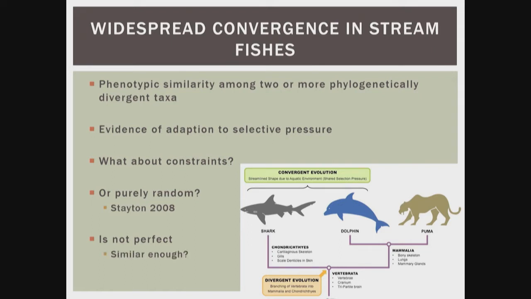And so convergence really lies on a gradient. It's not yes or no. You can be very convergent, you can be slightly convergent. So this is also a difficulty, but luckily there are some methods that can deal with this question of similarity. How similar are you similar enough? And I'll talk about that in a little bit.